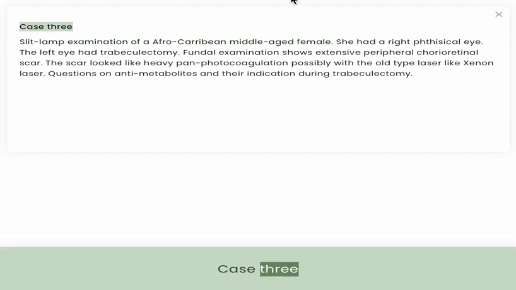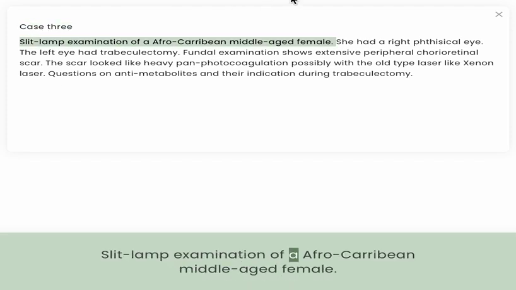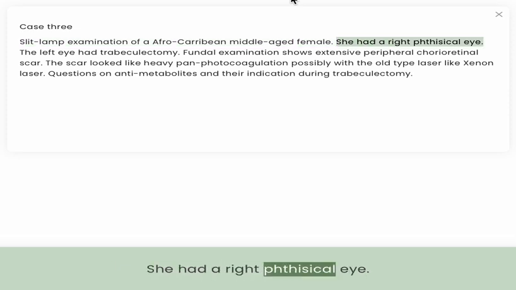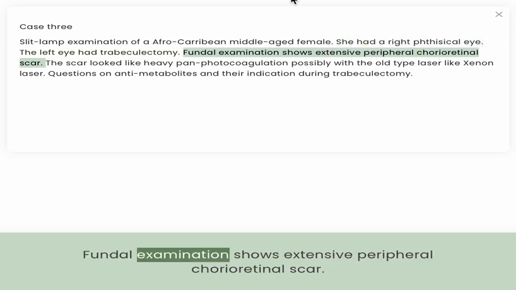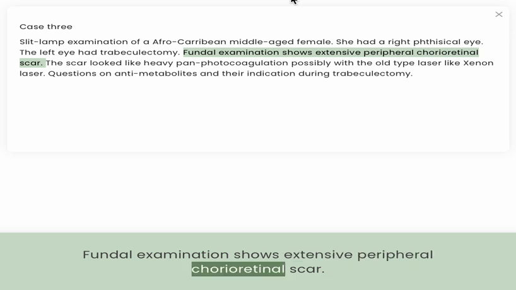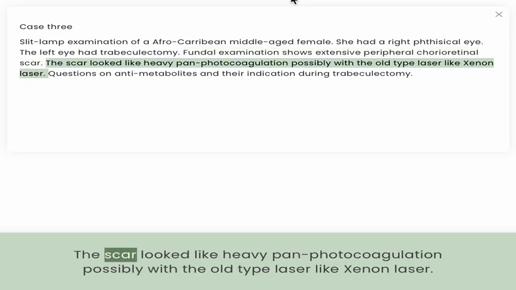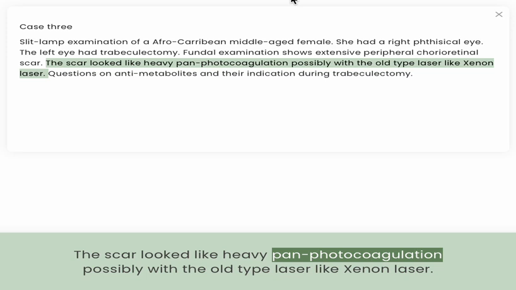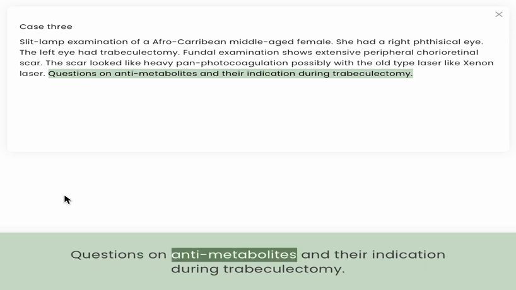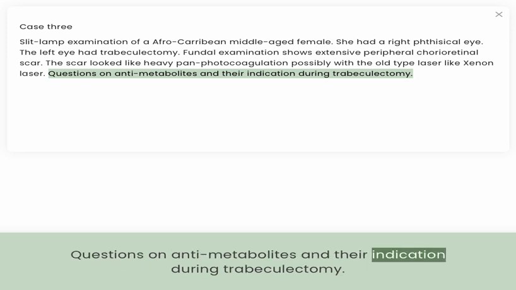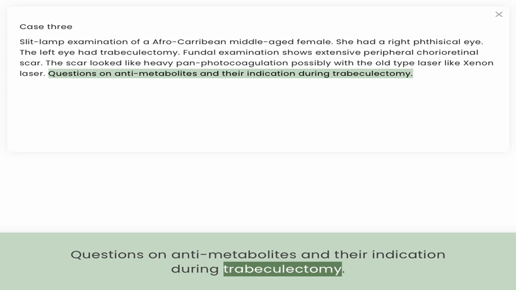Case 3. Slit lamp examination of an Afro-Caribbean middle-aged female. She had a right thisical eye. The left eye had trabeculectomy. Fundal examination shows extensive peripheral chorioretinal scar. The scar looked like heavy pan photocoagulation, possibly with the old-type laser like xenon laser. Questions on antimetabolites and their indication during trabeculectomy.